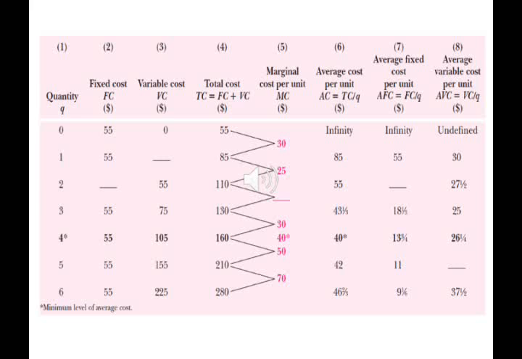Column number 8, which is the last column, gives us average variable cost, which is variable cost divided by Q. Okay, for the first row, it will be 0 divided by 0, which is undefined. And then we can do it for Q equal 1, Q equal 2, and so on.